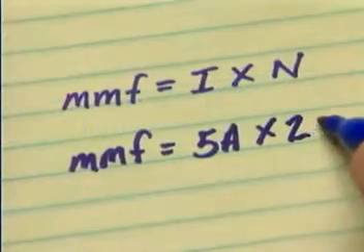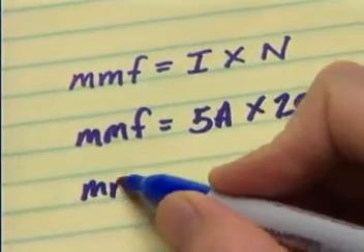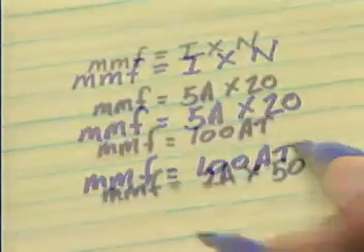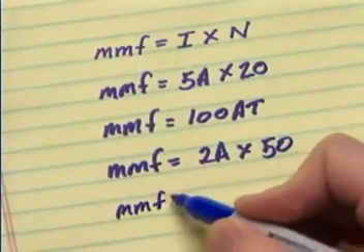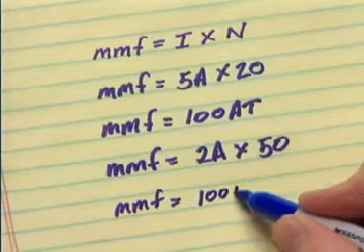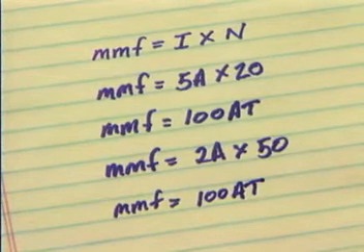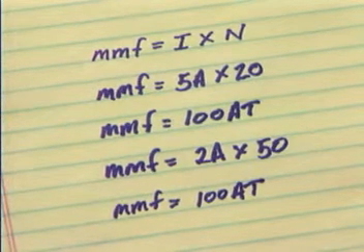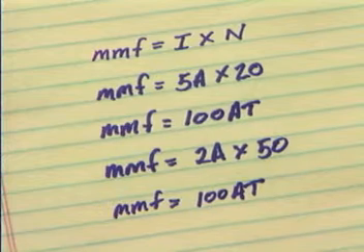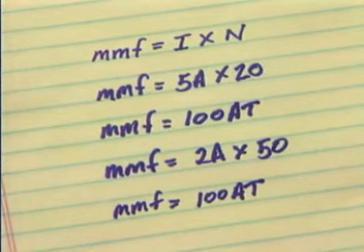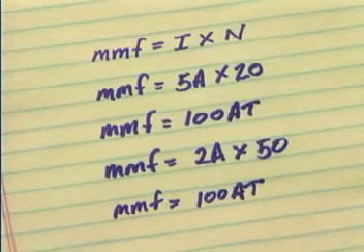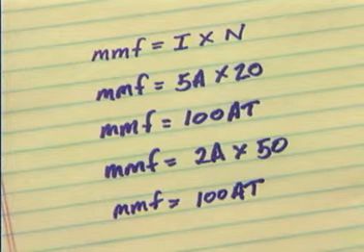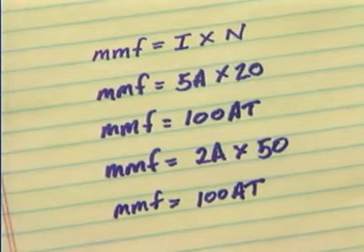For example, a coil with a current of 5 amperes and with 20 turns has a magnetomotive force of 100 ampere turns. Another coil with a current of 2 amperes and with 50 turns also has a magnetomotive force of 100 ampere turns. The magnitude of the magnetomotive force determines the number of flux lines there will be in the magnetic field. As the magnetomotive force is increased, the number of flux lines also increases. The strength of a magnetic field around a coil depends not just upon the amount of current or upon the number of turns, but upon both.